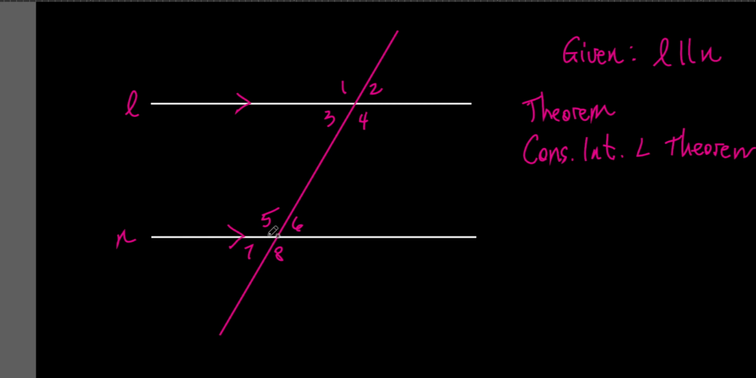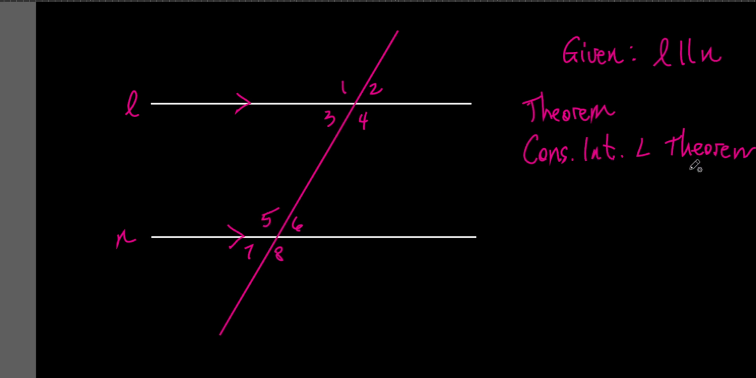1 is obtuse, 5 is obtuse, right? 4 is obtuse, 8 is obtuse. It looks like they're equal to each other, right? 2 is acute, 6 is acute. Yeah, they look like they're equal. And then 3 and 7, they're both acute, so they look like they're equal to each other, all right? What about alternate interior? Yeah, 3 and 6, they're both acute, aren't they? So they're equal. What about 4 and 5? They're both obtuse. Yeah, so they're equal.